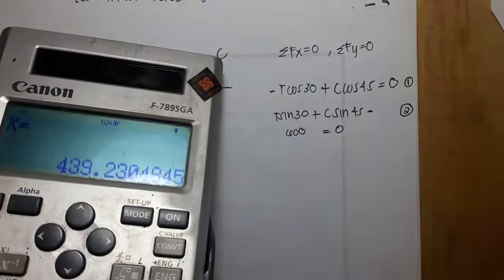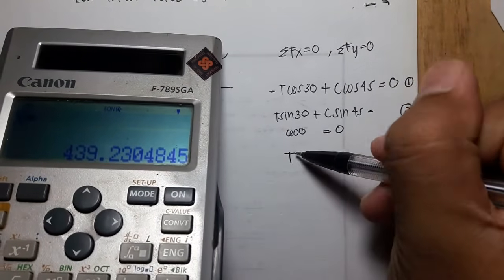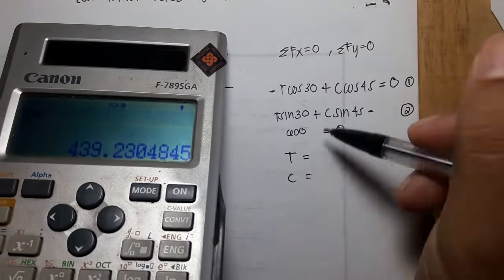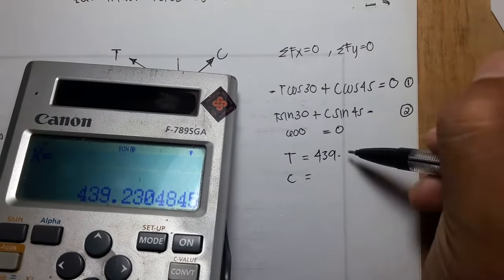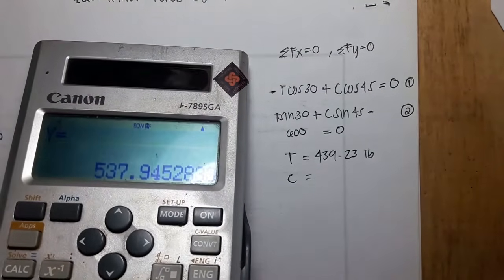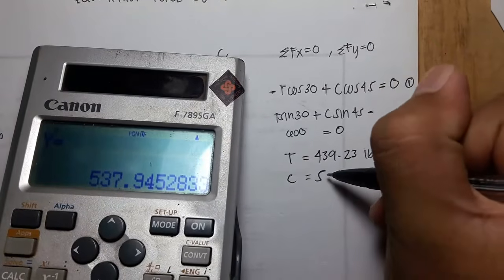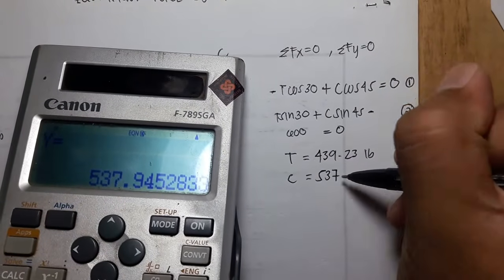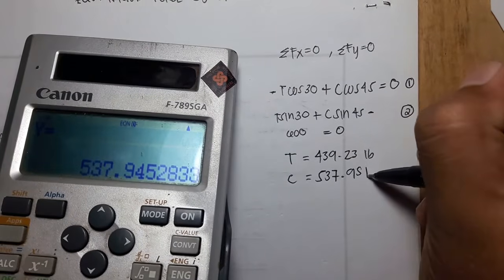Then we got the answer for T and C. So T is 439.23 pounds, and just click the equal button again, so you will have the answer for C, 95 pounds.